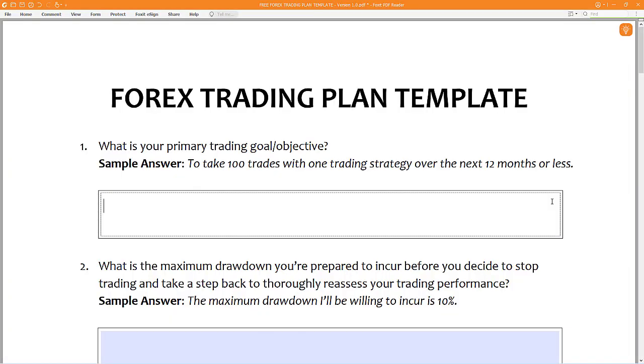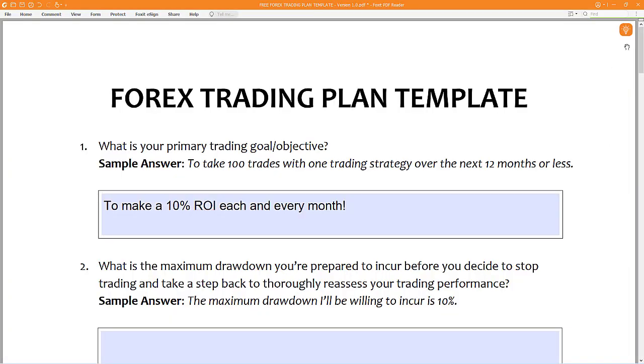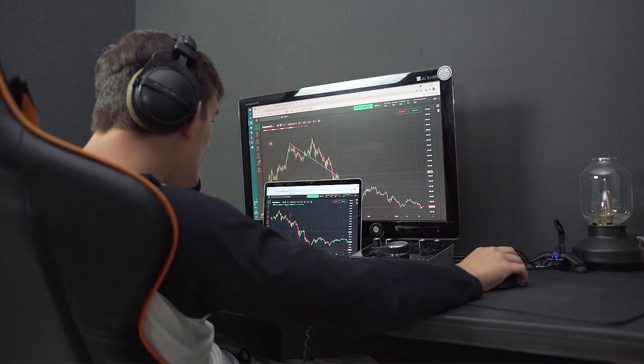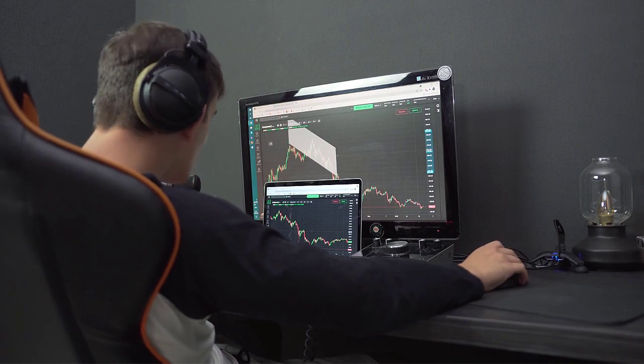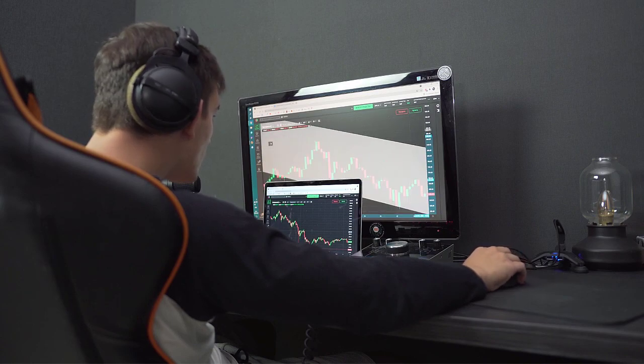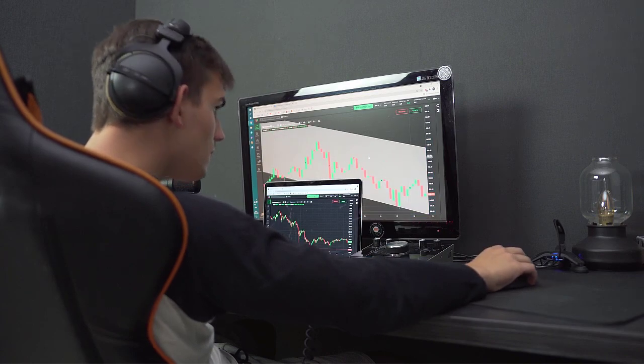But if your goal was to make a 10% return on investment each and every month, then you're probably going to have a hard time achieving it, especially when market conditions temporarily stop favoring your trading strategy, causing it to encounter a drawdown. The truth of the matter is, small retail forex traders like you and I just don't have the resources to force the market to move in favor of our trading positions to make us experience winning trades whenever we feel like it.